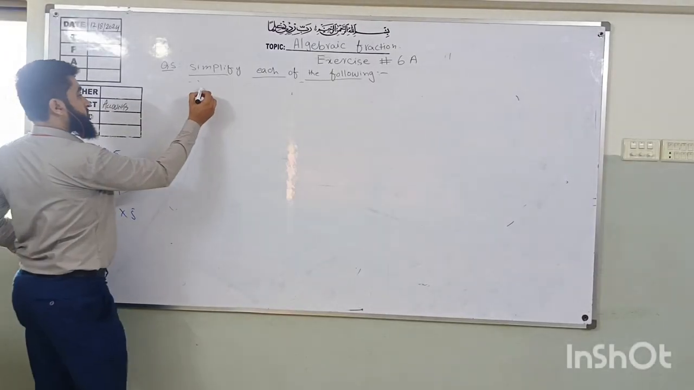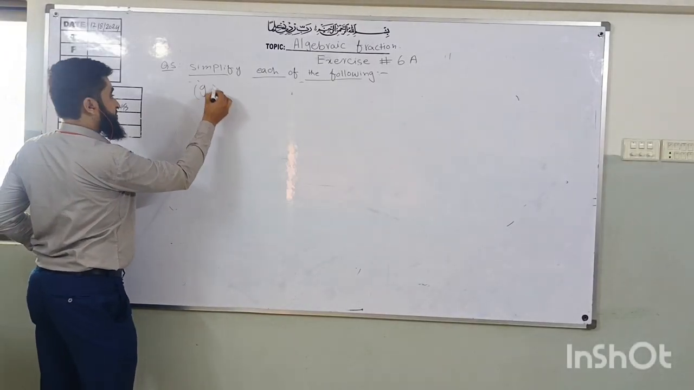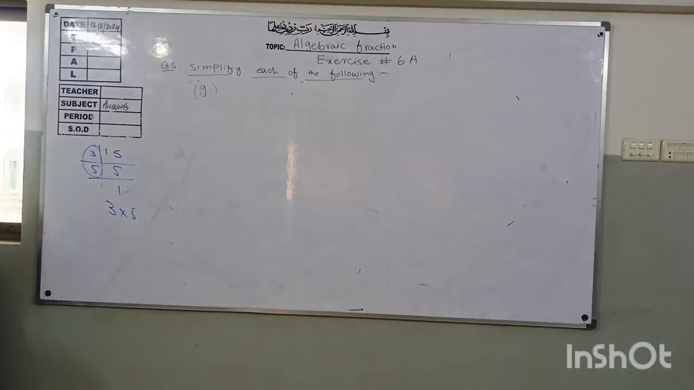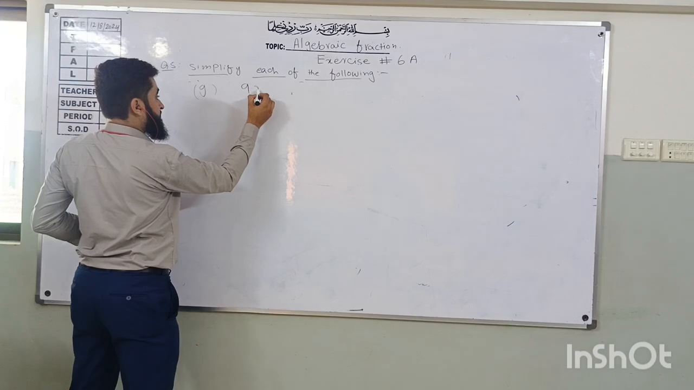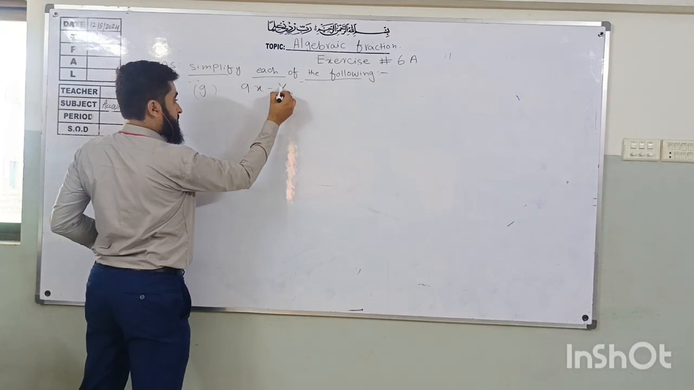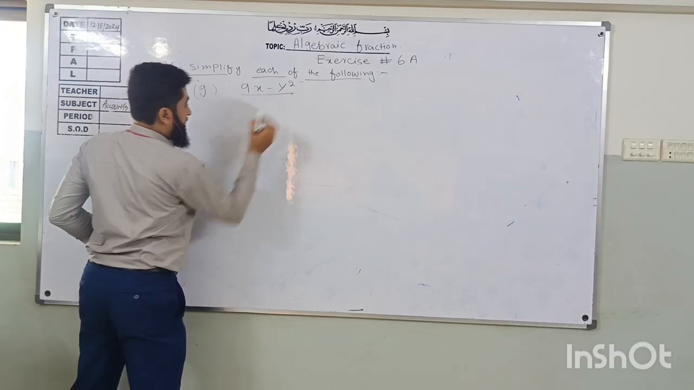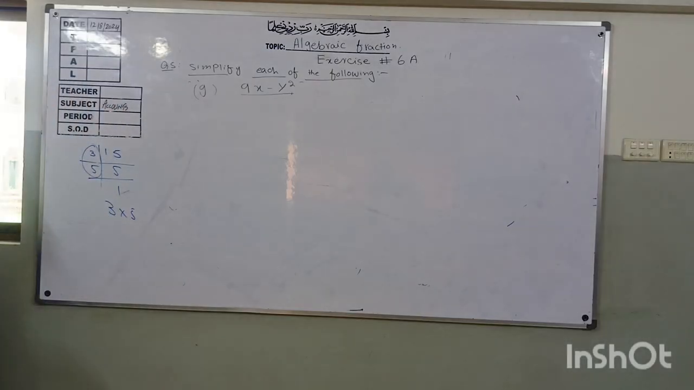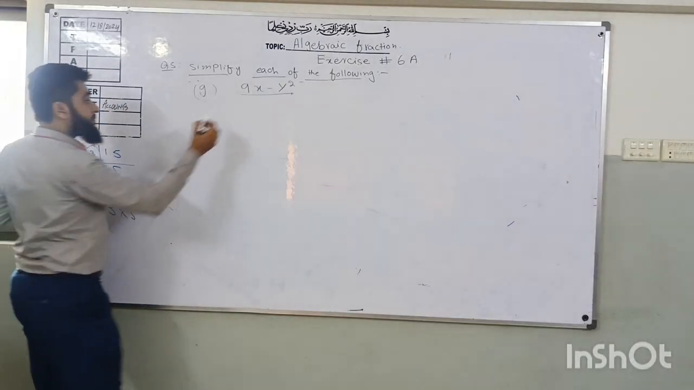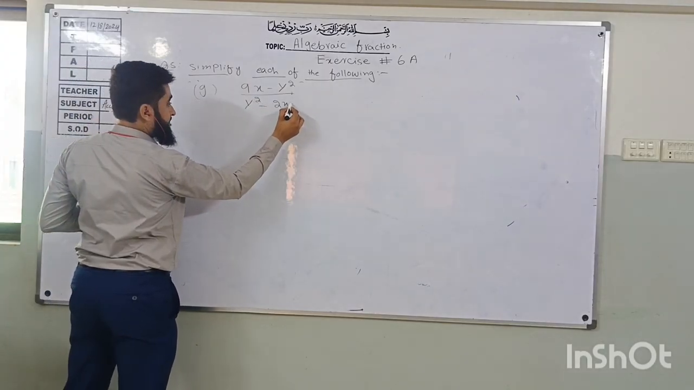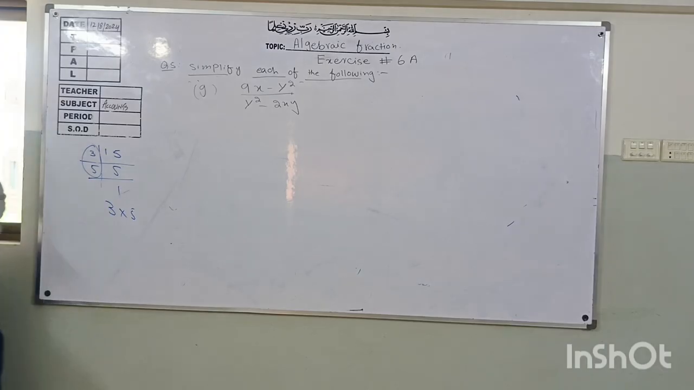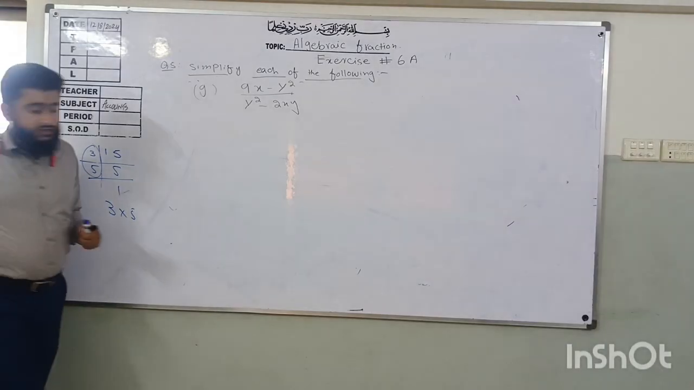Now we will move towards the next part. Now G part question. Question number 5, G part. What is G part? 9x square minus y square upon y square minus 2xy minus 3x square.